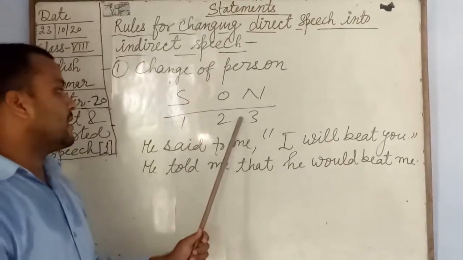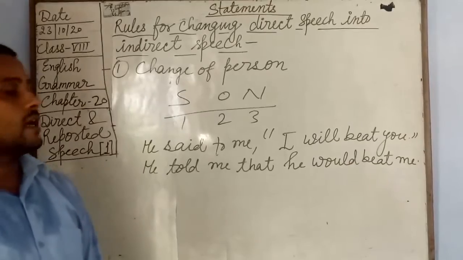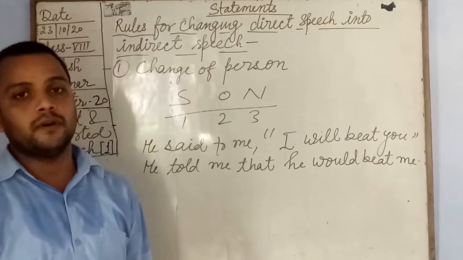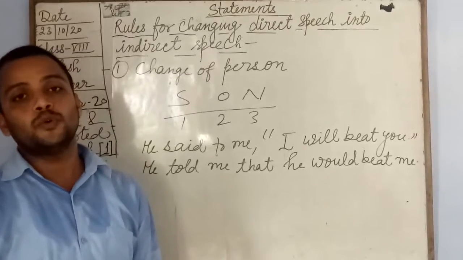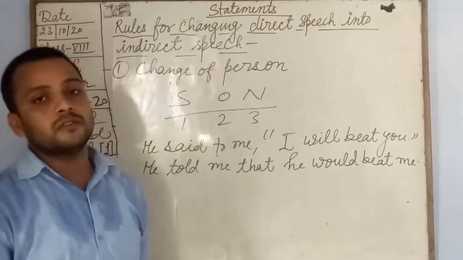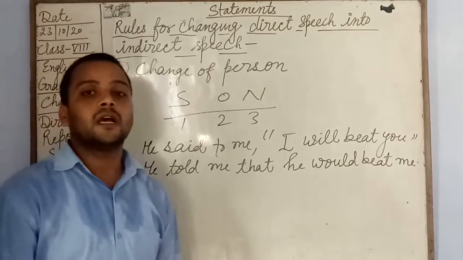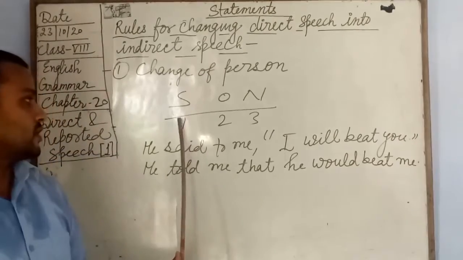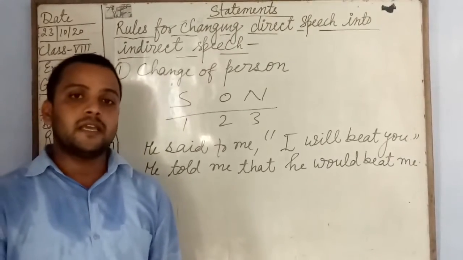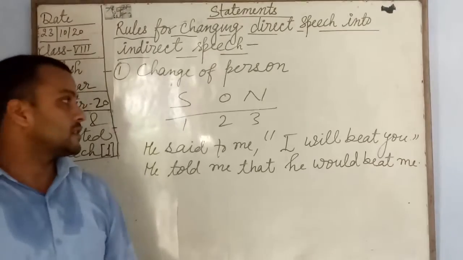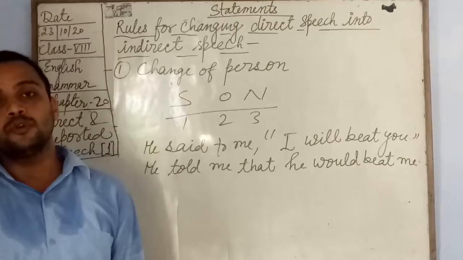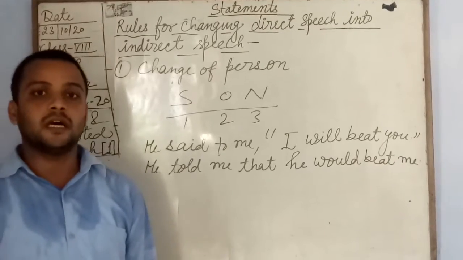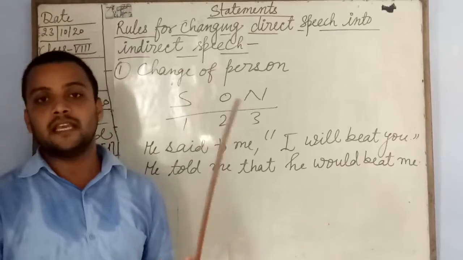Now, what are the pronouns of first person, second person, and third person? So just listen. The pronouns of first person are I, me, my, mine, we, us, our, ours. Second person pronouns, you, your, yours. Third person pronouns, he, him, his, she, her, hers, it, its, they, them, their. Once again, first person's pronoun, I, me, my, mine, we, us, our, ours. Second person's pronoun, you, your, yours. Third person, he, him, his, she, her, hers, it, its, they, their.